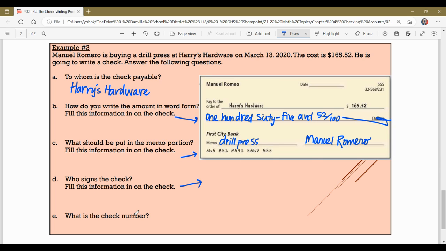And then what is the check number? Check number is up here in the corner. Notice that these numbers below the check number, they might have to do with the bank, the particular branch, some kind of address, if you will. But 555 is the check number. All right, that's how you write a check.